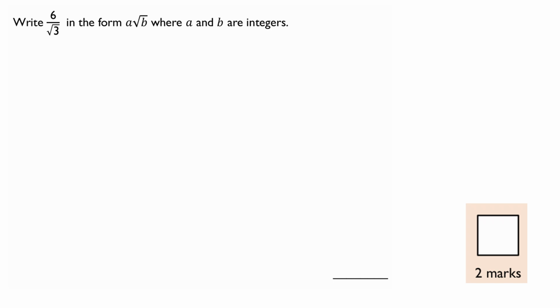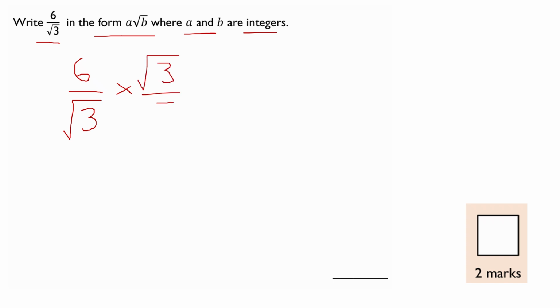In this question, we're asked to write 6 over root 3 in the form a root b, where a and b are integers. So this part of the question is essentially wanting us to rationalize the denominator. To get rid of the surd on the bottom, on the denominator, we do that by multiplying top and bottom by the denominator. So we times top and bottom by root 3 over root 3.